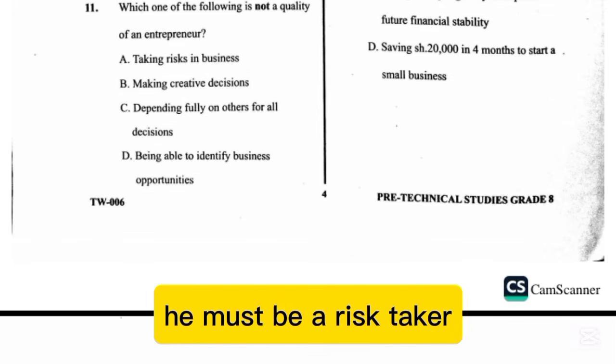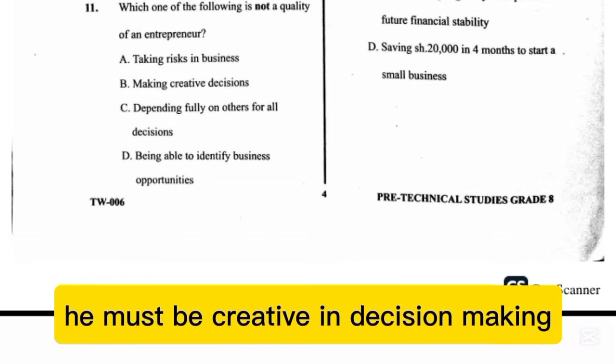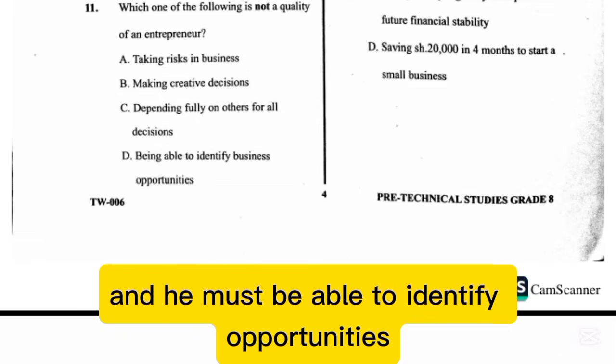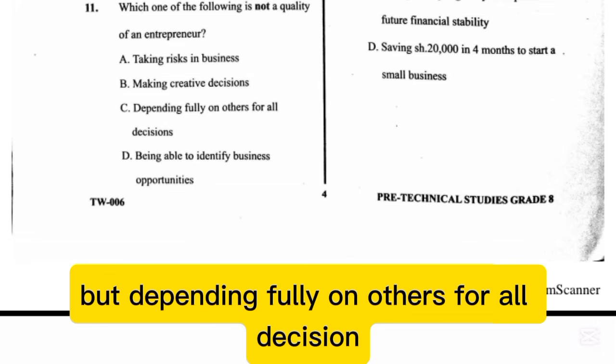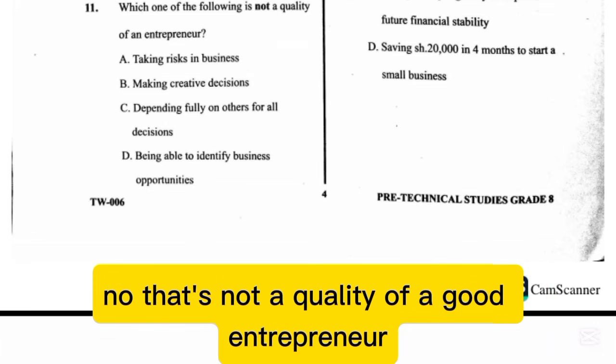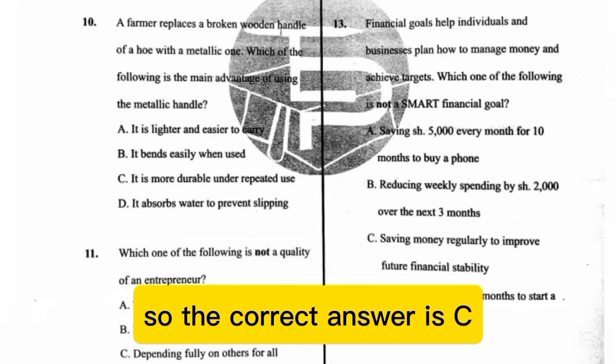He must be a risk taker, he must be creative in decision making, and he must be able to identify opportunities or loopholes so that he can come up with the business. But depending fully on others for all decisions, no, that's not a quality of a good entrepreneur. So the correct answer is C.